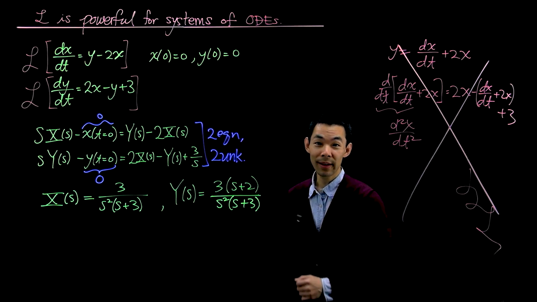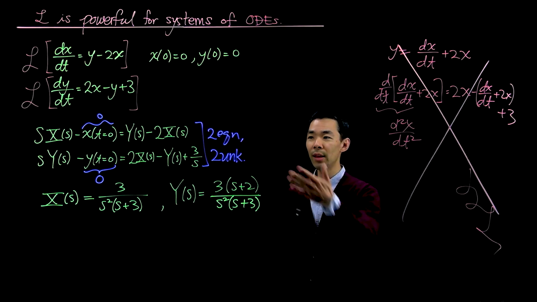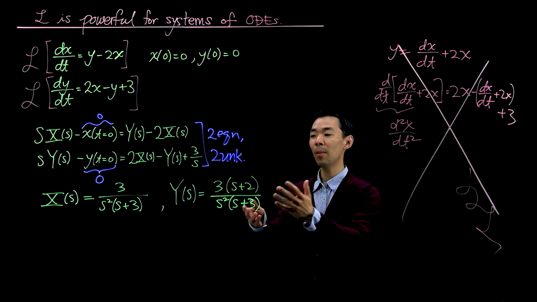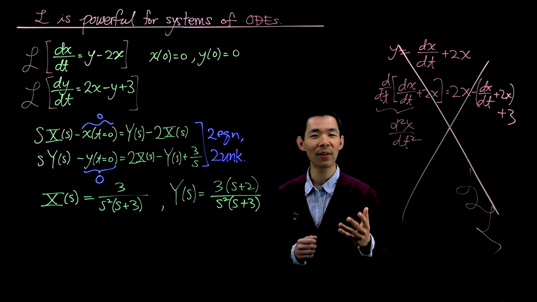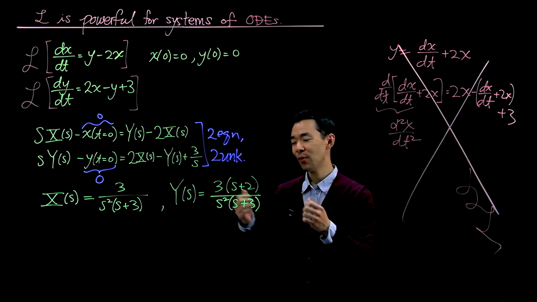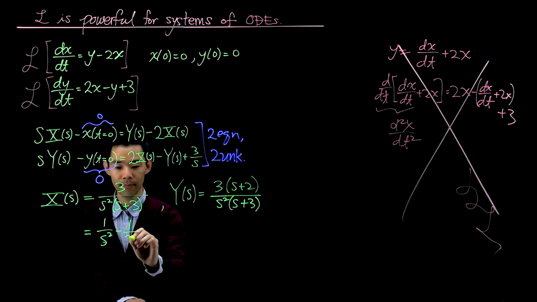You'd get something that looks like this for capital X and capital Y. Again, we just had 2 equations and 2 unknowns. Algebra problem, you can do that. From here, you have a variety of different tools now to invert it back into the real-time domain. For example, you could use partial fractions.